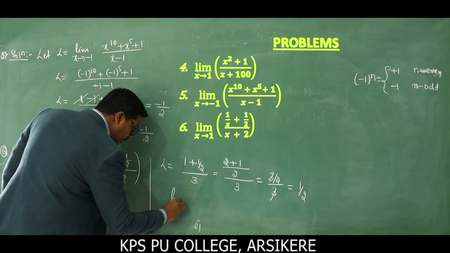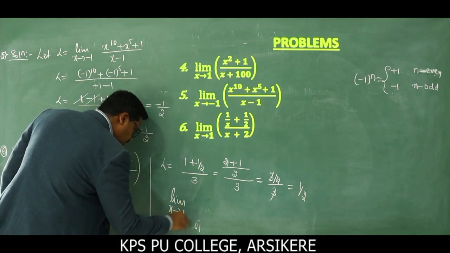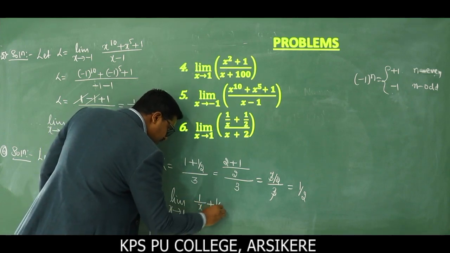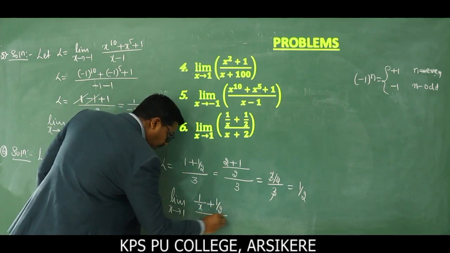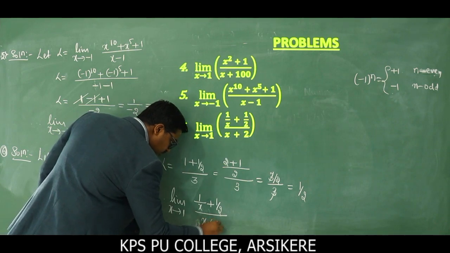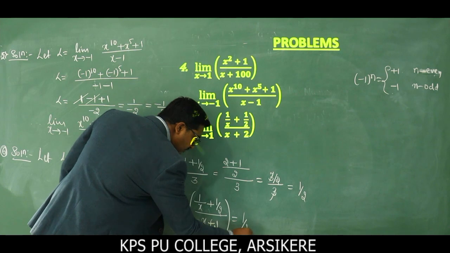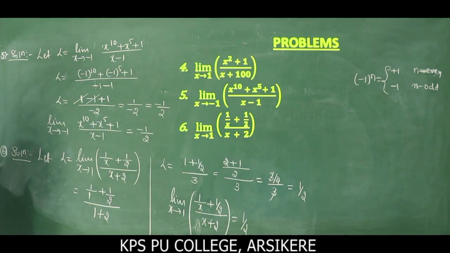Therefore the limit as x approaches 1 of (1 divided by x plus 1 by 2) whole divided by (x plus 2), in total we are left with 1 by 2. This is our required limit. Take a pause and note down all the things I have written here.